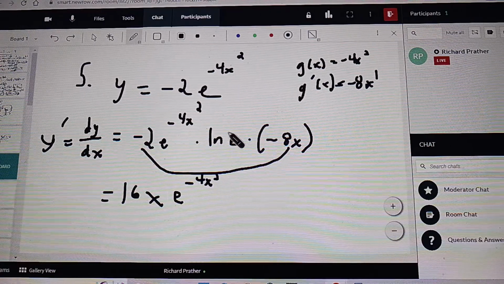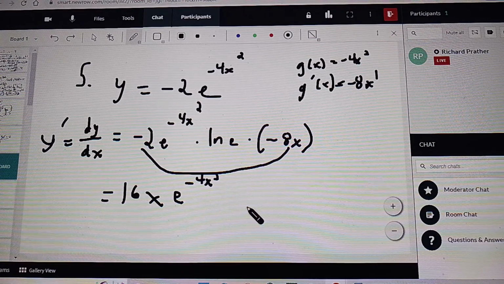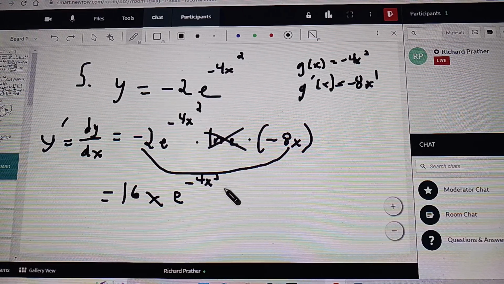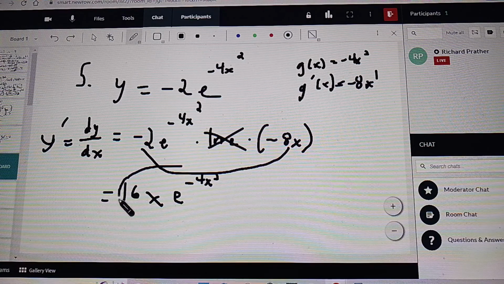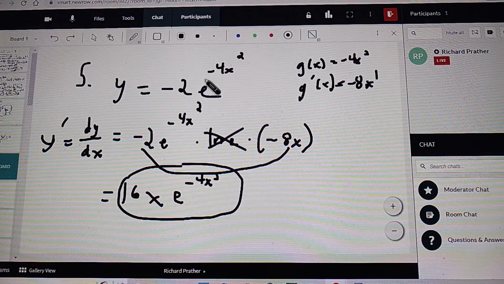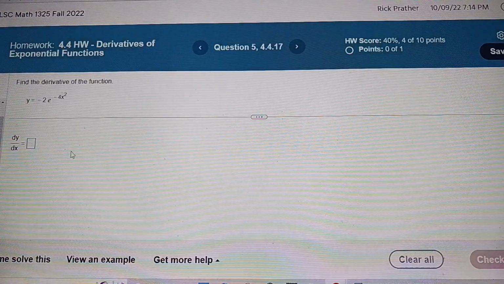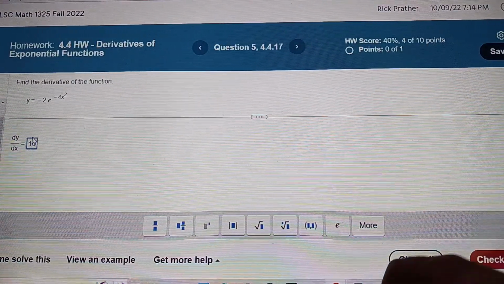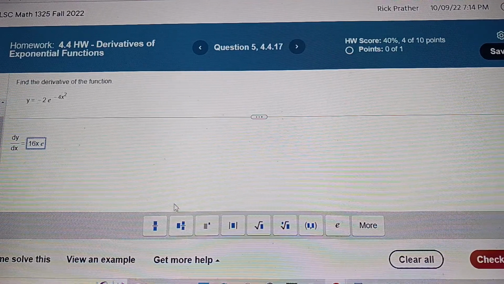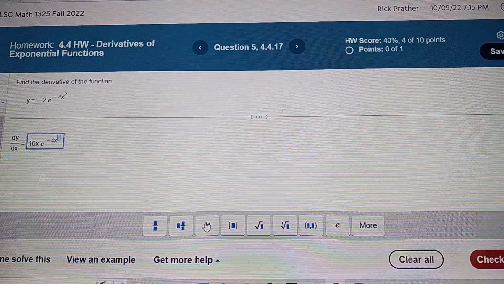If the ln was something other than e, then we would just attach that either to the front or the back. But since it's ln of e, that equals 1 and disappears. So 16x e to the negative 4x squared, and the e to the negative 4x squared was in the original problem. But you probably wouldn't have guessed 16x from a negative 2 right there. 16x e to the negative 4x, and now I need another exponent button, squared.